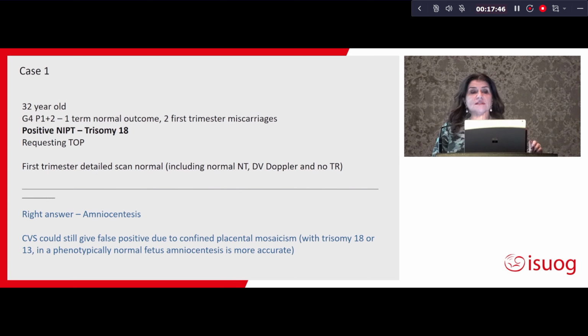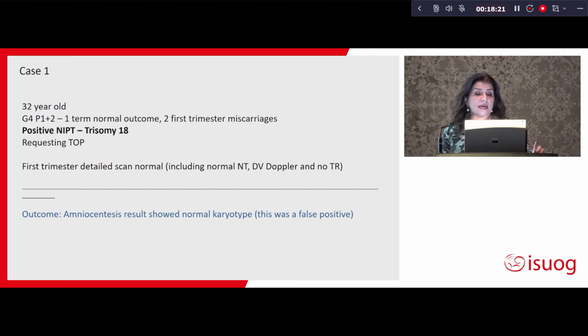You should actually do an amniocentesis in this case, because this could be confined placental mosaicism. Specifically for positive NIPT, trisomy 13 or 18, with a normal fetus on ultrasound scan, could be a false positive. Because when you test the placenta with the CVS, you're testing the same thing as the NIPT tested. What you want to be doing is testing fetal cells, so you need to delay your testing till 15 weeks and do an amniocentesis. This actually turned out to be a normal baby with a normal karyotype, this case.